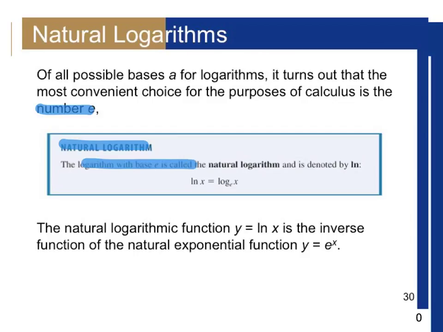Okay, so logarithm with base e is called the natural logarithm, that's log base e of x, and we just give it a shortcut. We call it ln of x. So anytime you see ln of x, it means log base e of x. And we usually write ln of x instead.